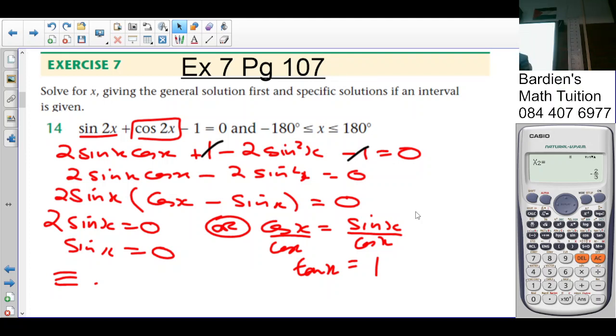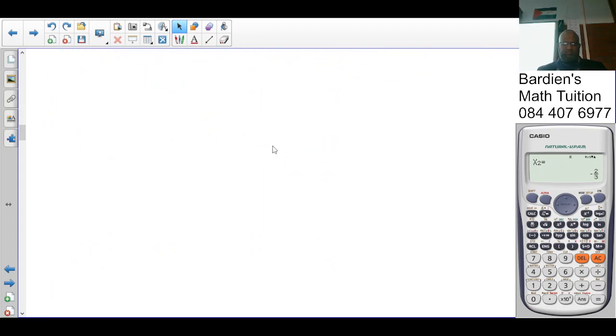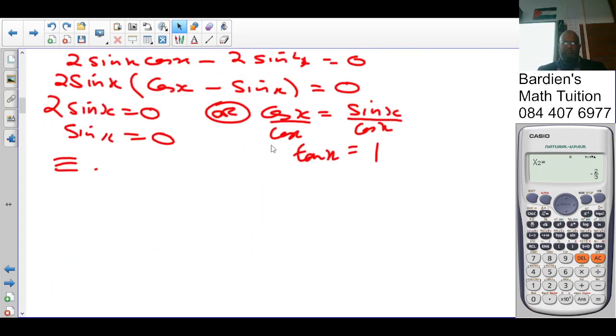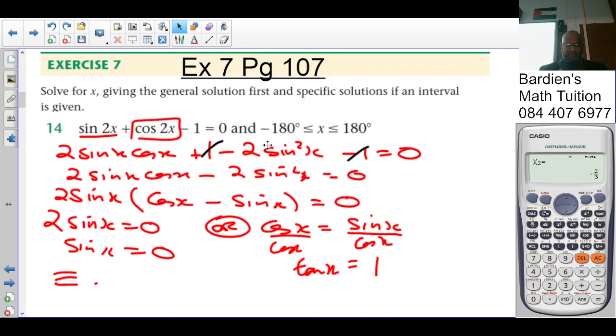Okay. Alright. So that basically brings us to the end of exercise 7. Very, very important exercise to know for your general solution section of the work. Okay. I think there's one more exercise left, which is exercise 8. And then you've got your revision test topic.